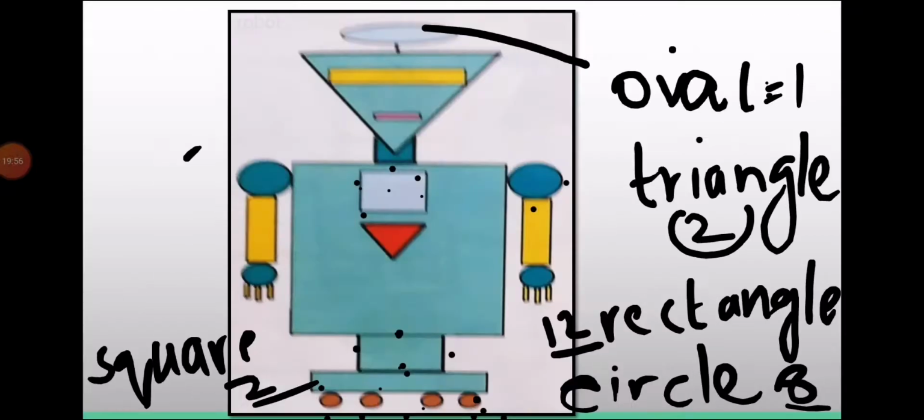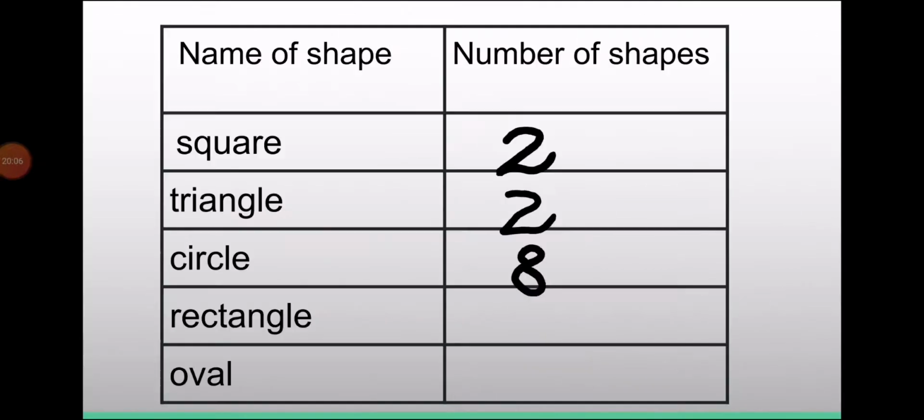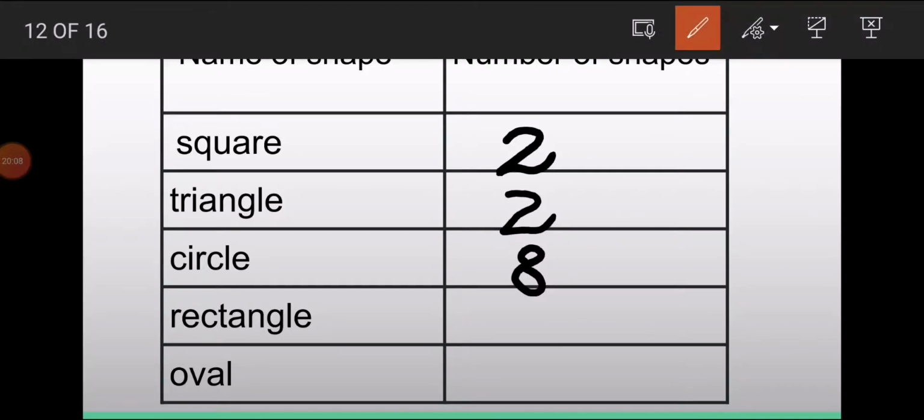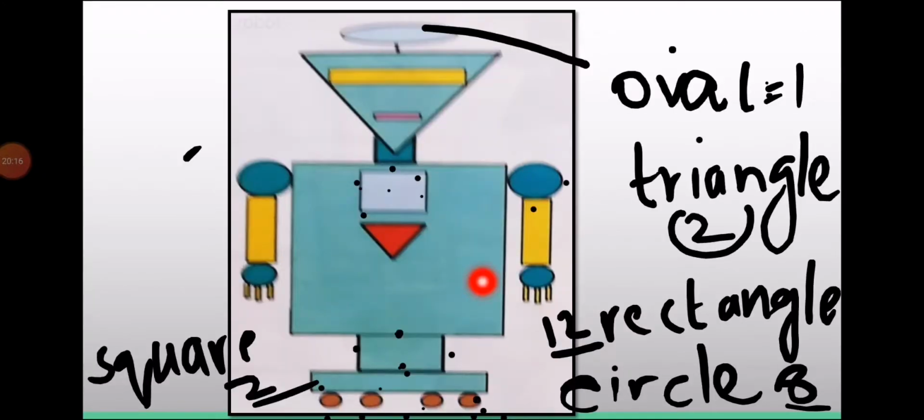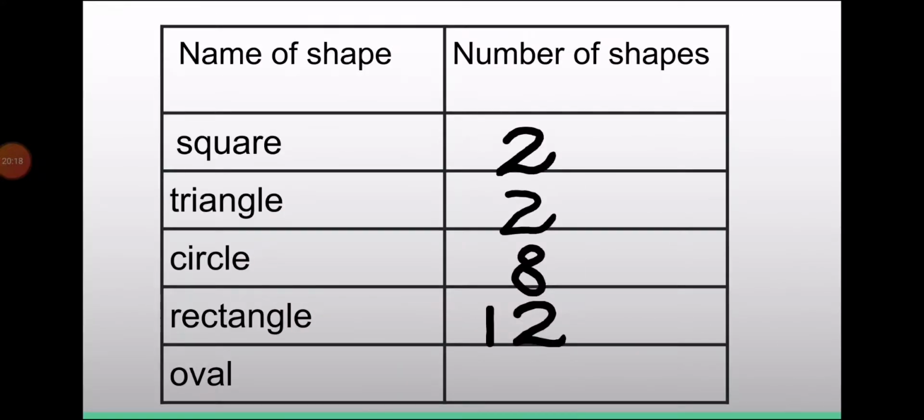Now look at the rectangles. There are lots of rectangles here. As we have counted, there are 12. 1, 2, 3, 4, 5, 6, 7, 8, 9, 10, 11 and 12. So there are 12 rectangles. The most used shape is rectangle. 12 rectangles are here.